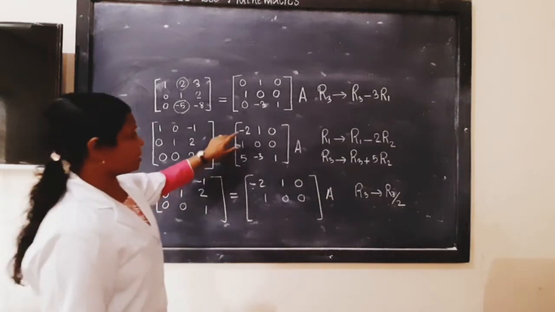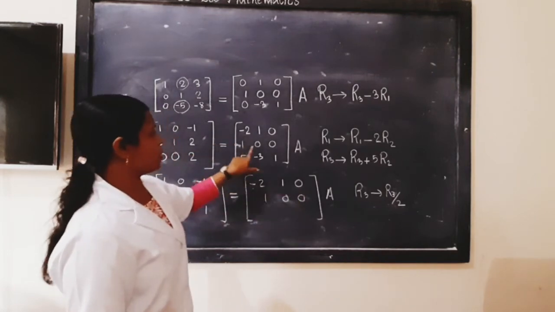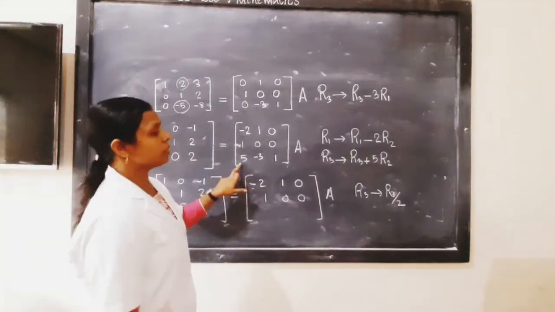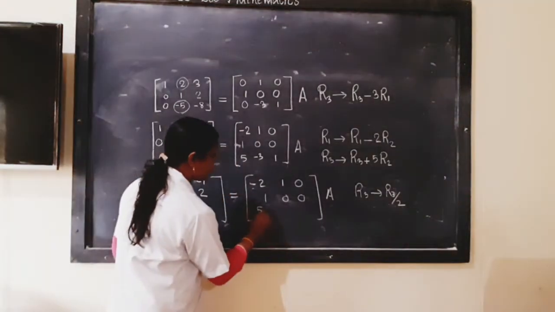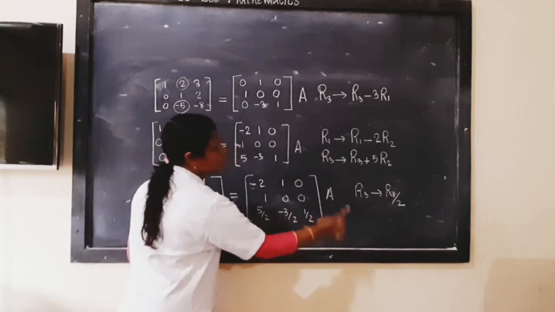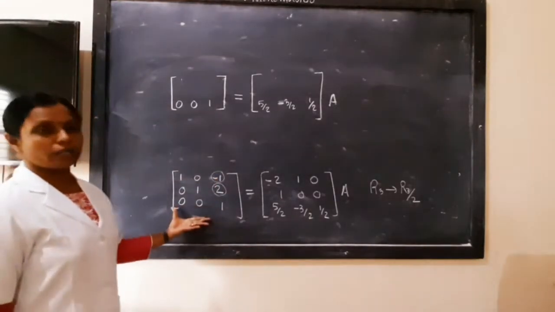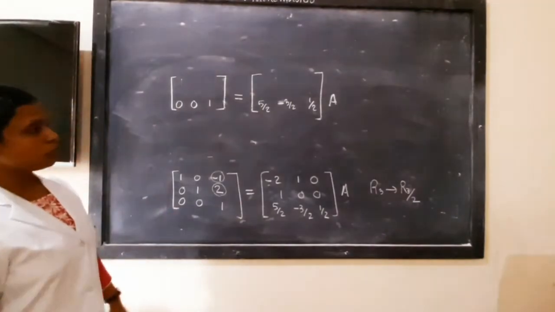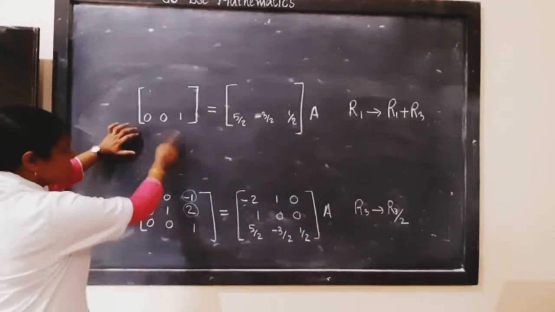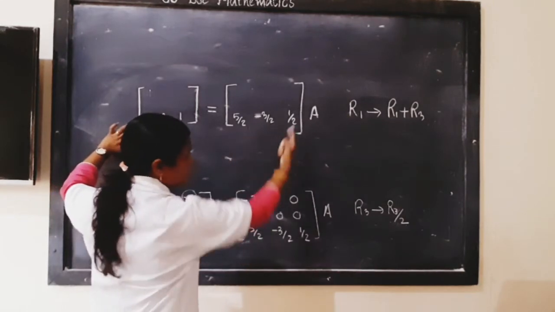Okay, next here write first row minus 2 1 0. Second row 1 0 0. Third row we divide by 2. We get here 5 by 2, minus 3 by 2, 1 by 2 into 8. Next we convert 2 and minus 1 into 0 for making identity matrix. Okay, use the transformation. Here we write the third row 0 0 1 and here the third row 5 by 2, minus 3 by 2, 1 by 2.